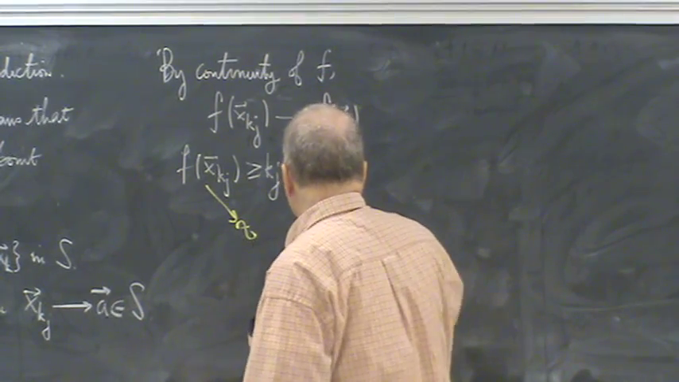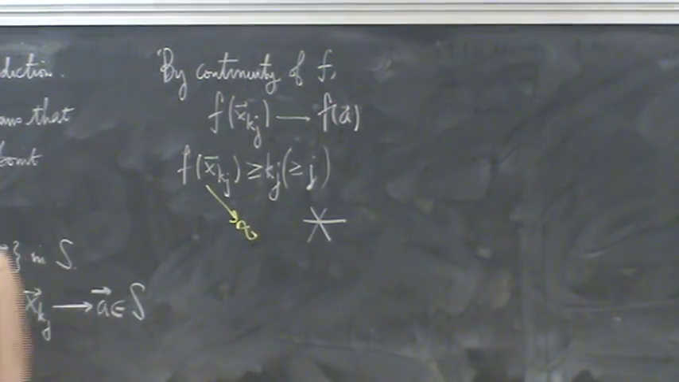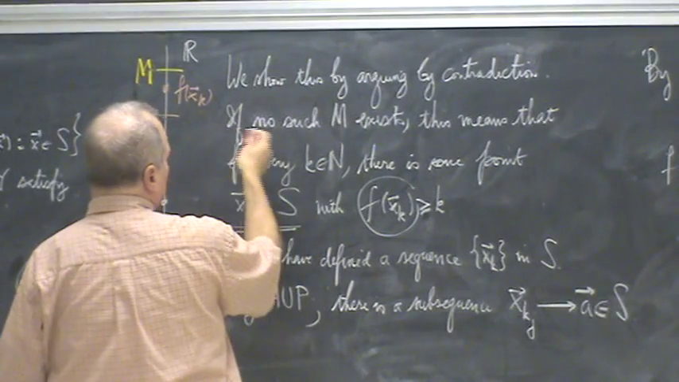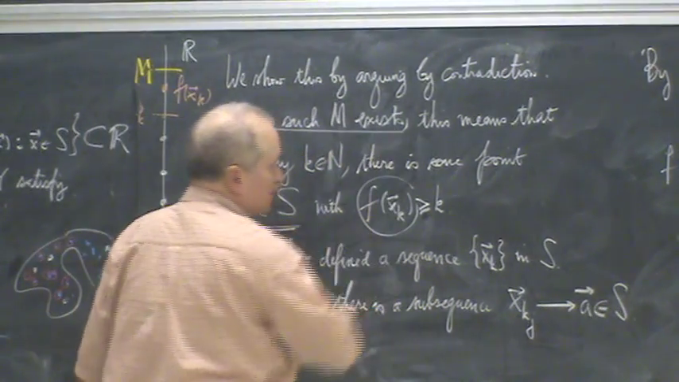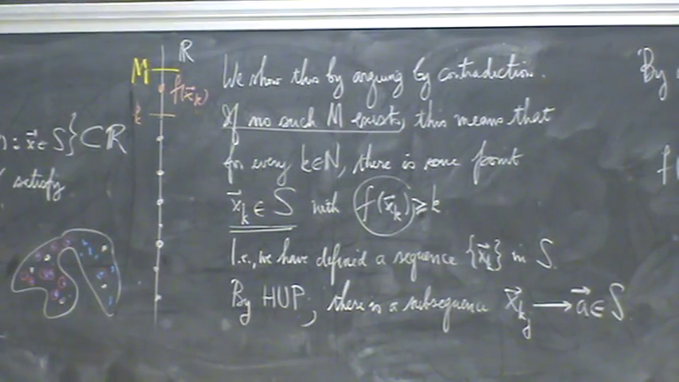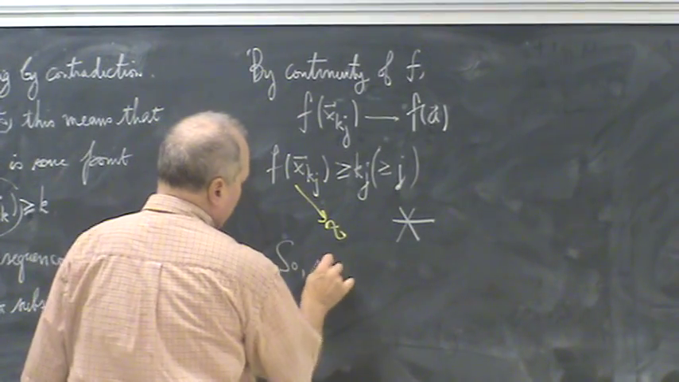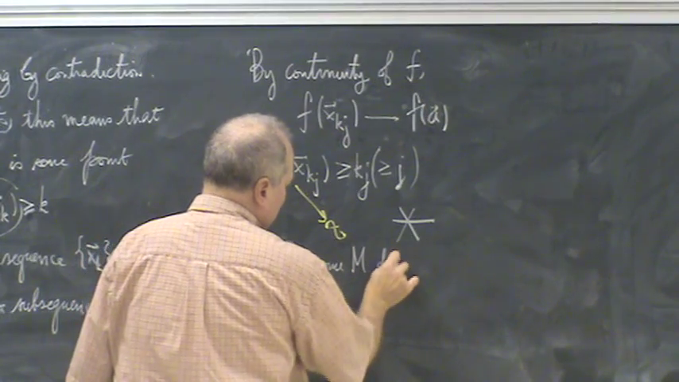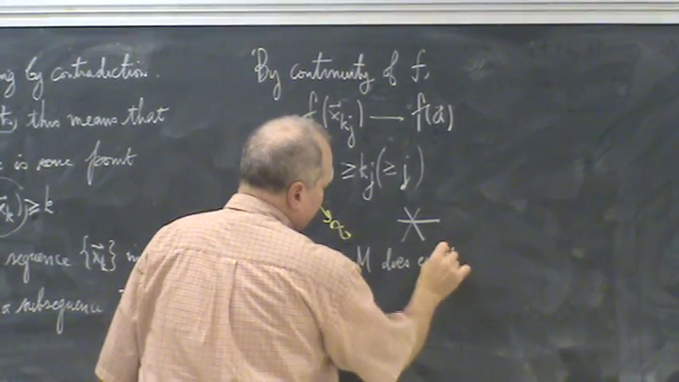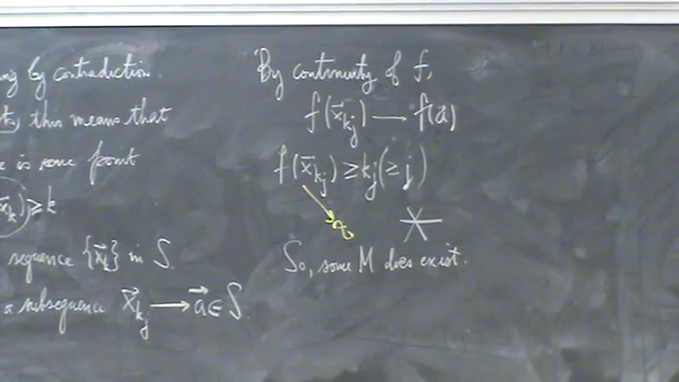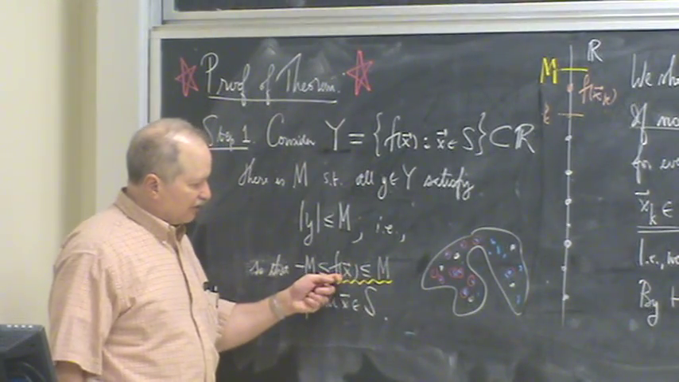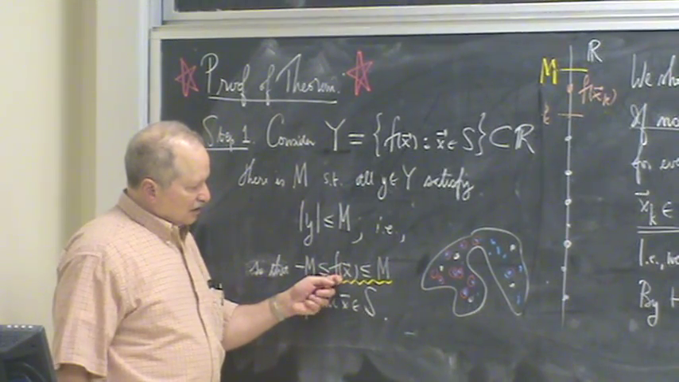which means what? Well, we said we got in this position by supposing no such m exists. That got us in trouble. So in fact, some m does exist. So that took care of showing that there was some upper bound for the f values.